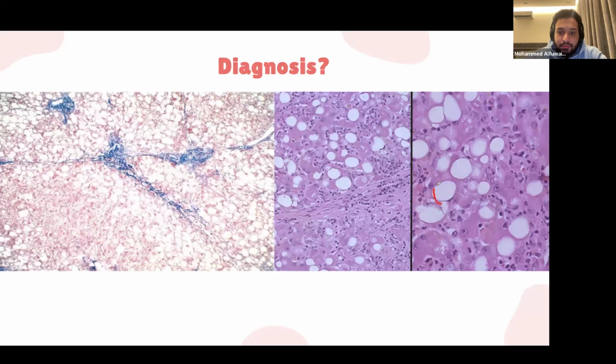You can see. Good. Alcoholic hepatitis, okay, or alcoholic liver disease. Good. Usually in a patient with chronic alcoholism.